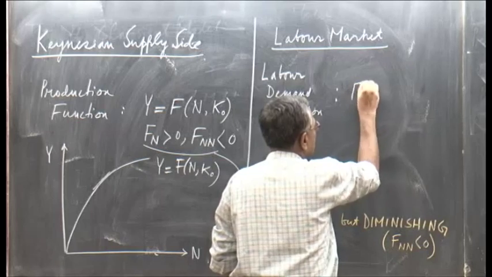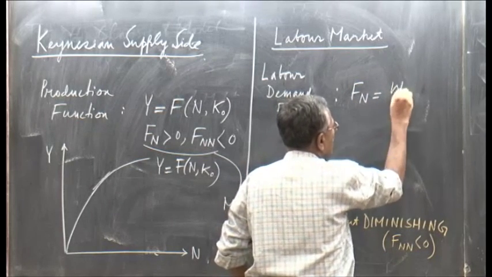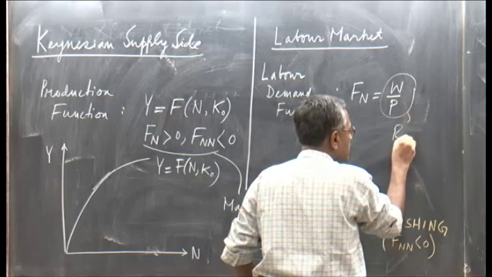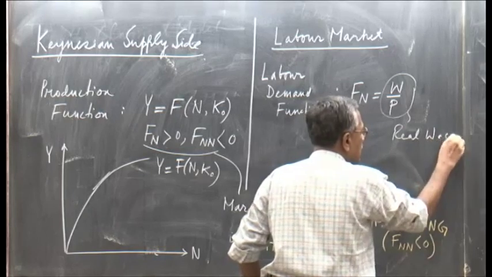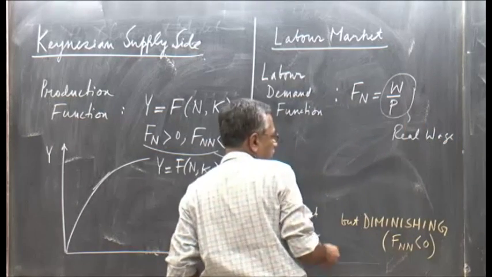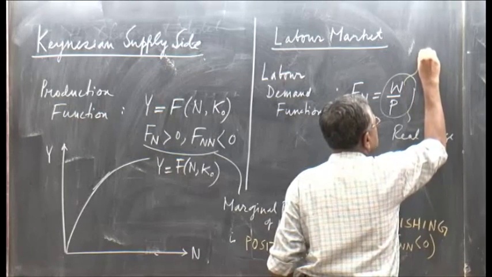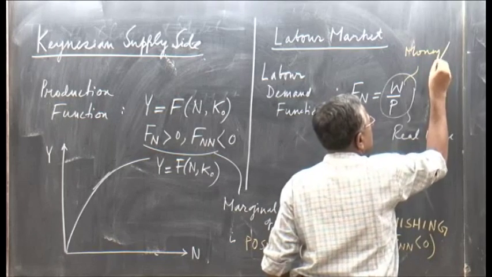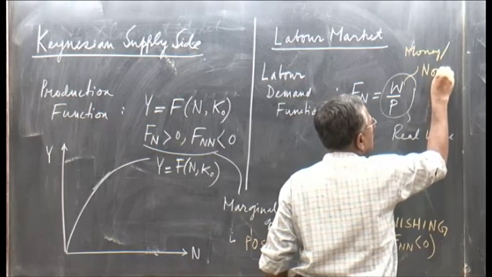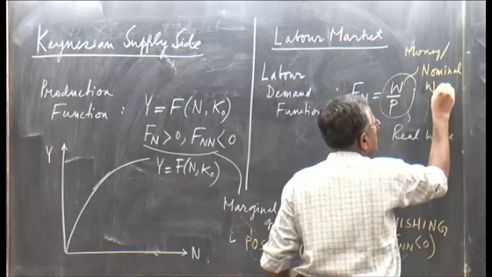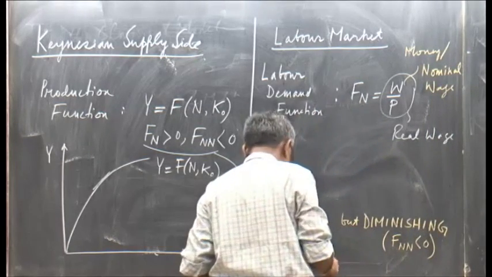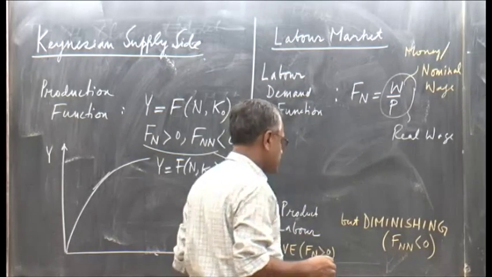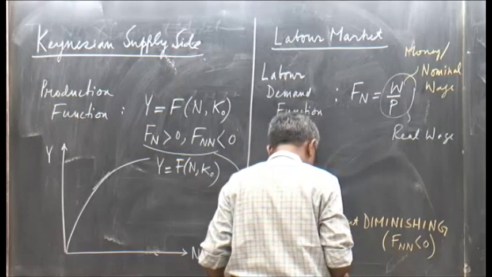So at the macro level also, you have Fn is equal to W over P, where W over P I call the real wage. And W is sometimes called money wage, and sometimes nominal wage. Textbooks use these words, money wage and nominal wage. That is the labor demand function. However, here comes the story.